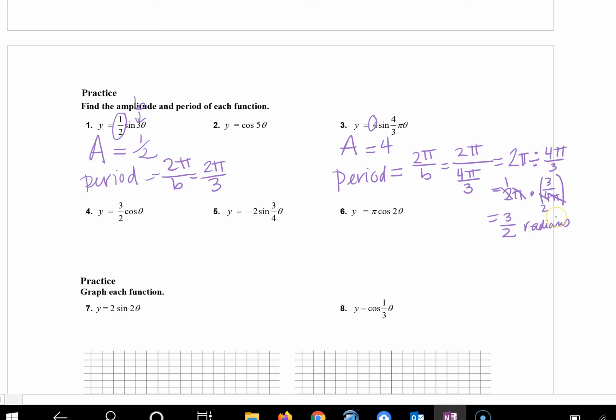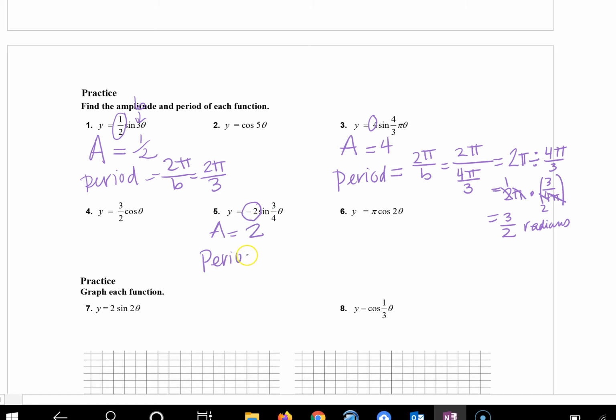The pi just goes away. So that's the amplitude and the period. And let's do one more, number 5. The amplitude here will be positive 2. Amplitude is a distance. You always want the absolute value of your A, and so amplitude here will be 2.